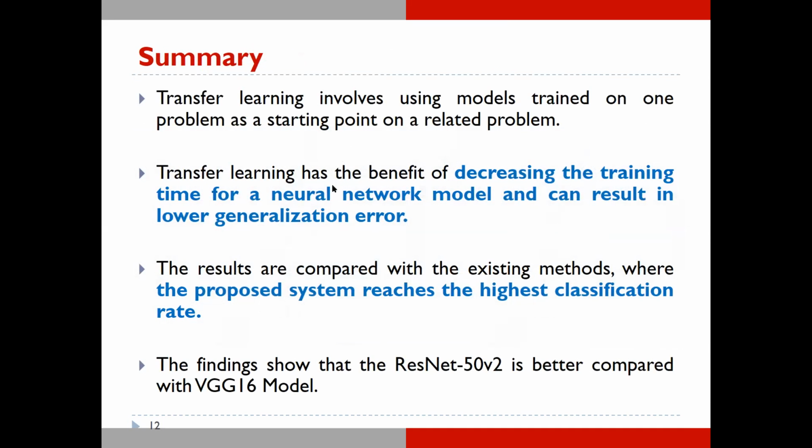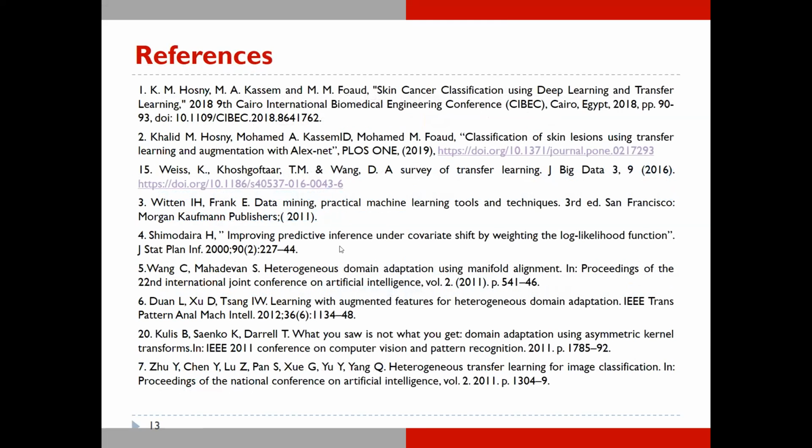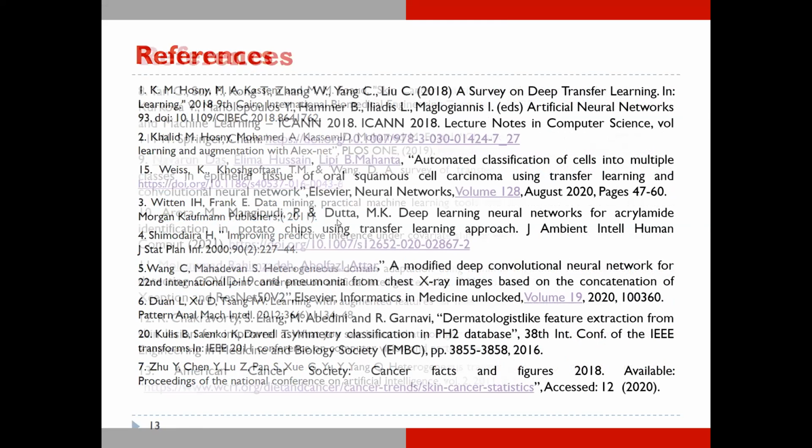Summary. Transfer learning involves using a model trained on one problem as a starting point, and it can be used for other problems. The results are compared with the existing models, and the proposed system reaches the highest classification rate. The findings also show that ResNet 50 V2 is better compared with the VGG16 model. These are some of the references we have used in our paper.